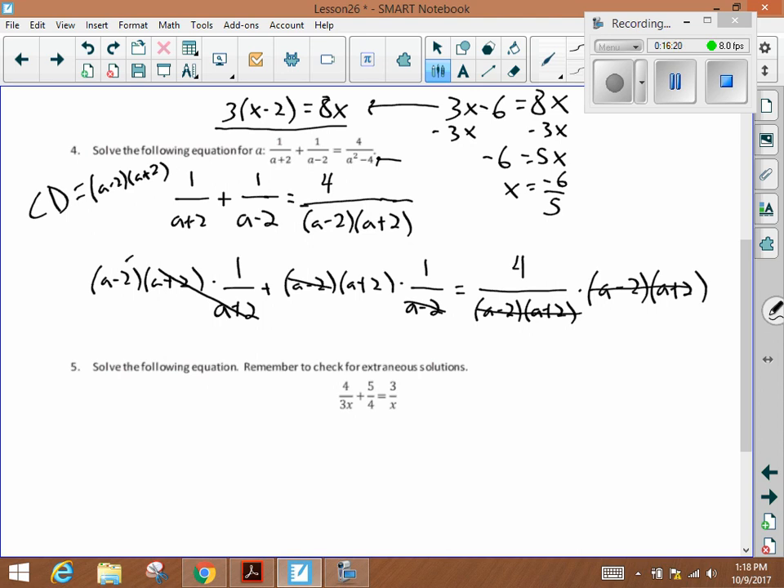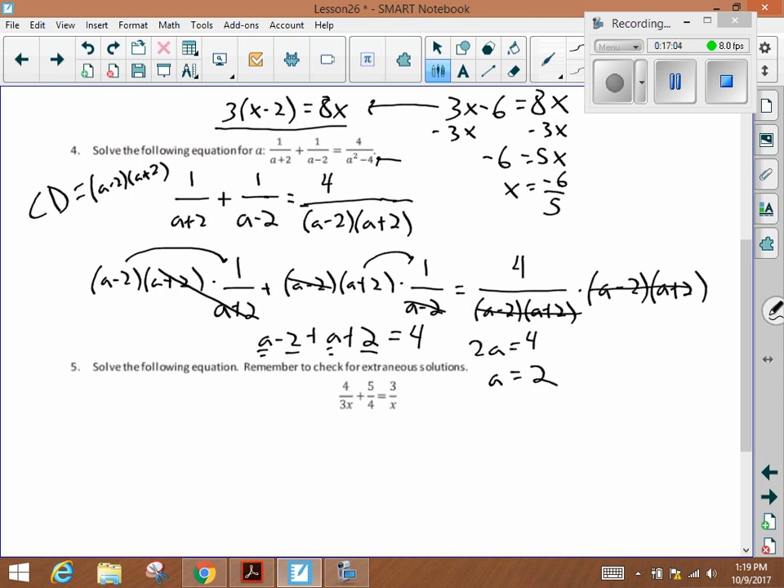Alright, a minus 2 times 1 is going to be a minus 2, plus a plus 2 times 1, which is a plus 2, equals 4. Well, that's easy to solve. I've just got to combine some like terms. These 2's cancel, because negative 2 plus 2 is 0. And then a plus a is going to give me 2a equals 4. And then I just divide both sides by 2, and I get that a is equal to 2. And that was pretty easy, right?